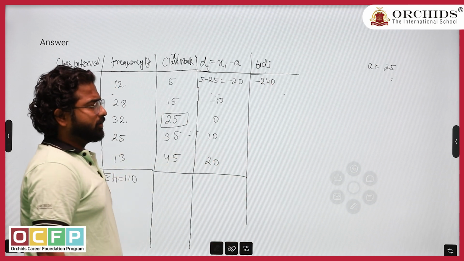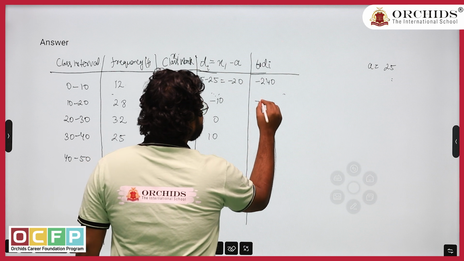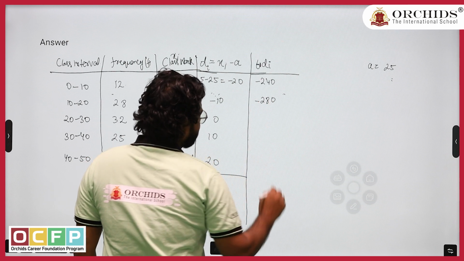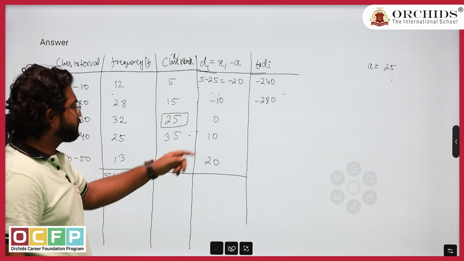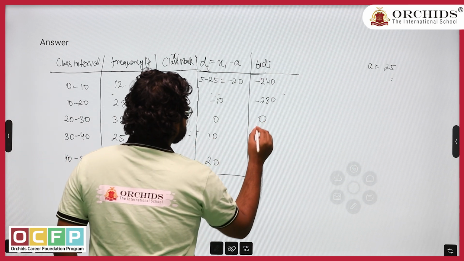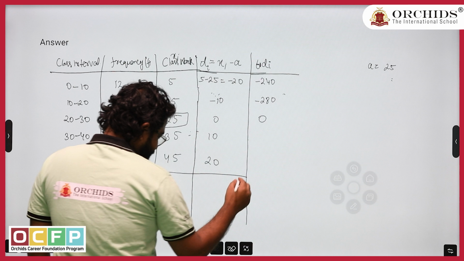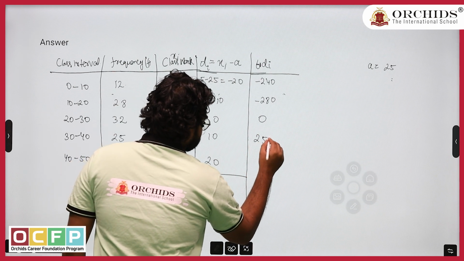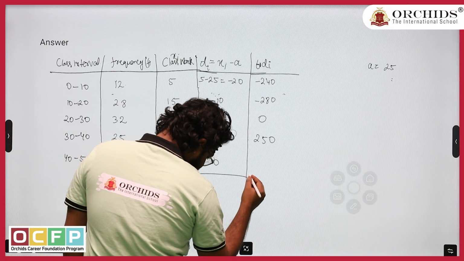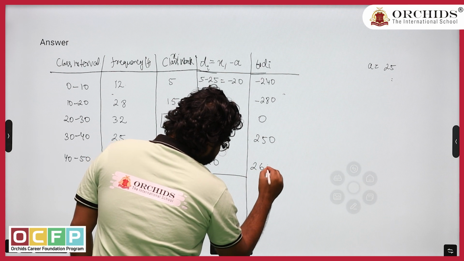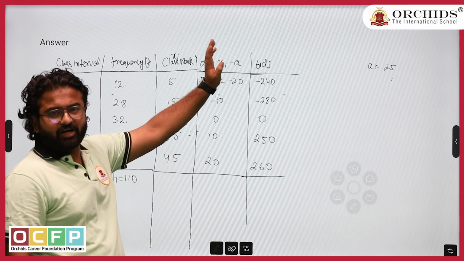Minus 240. Again 28 into minus 10, which is equal to minus 280. Then 32 into 0 is 0. Again 25 into 10, how much? 250. And then we have 13 into 20, which is equal to 260. This is my fi di value.